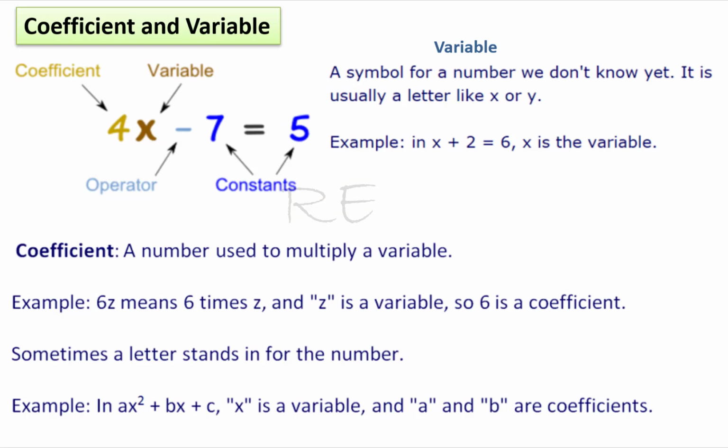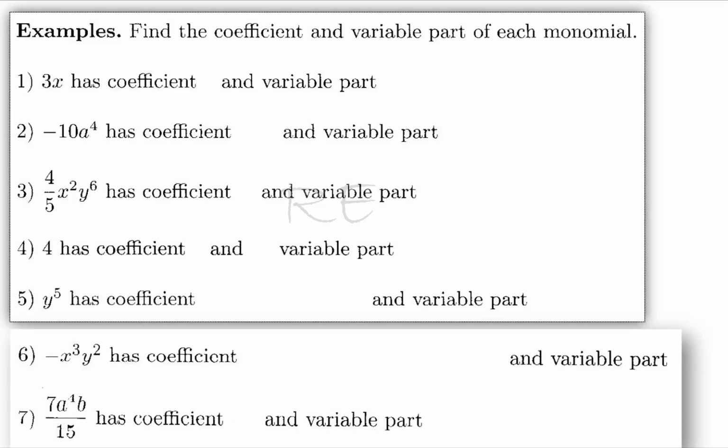The letter is the variable, a number that we don't know. The number multiplying the letter is the coefficient, and the numbers by themselves are constants, which means they only have one value. Sometimes in a formula, for example the standard form of an equation, a letter might stand for a number. This is the case for ax squared plus bx plus c.